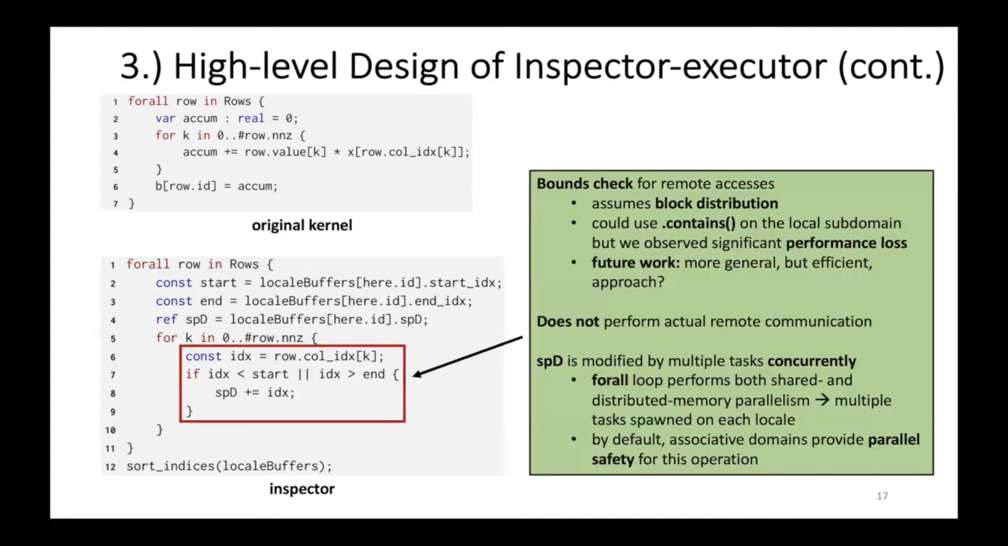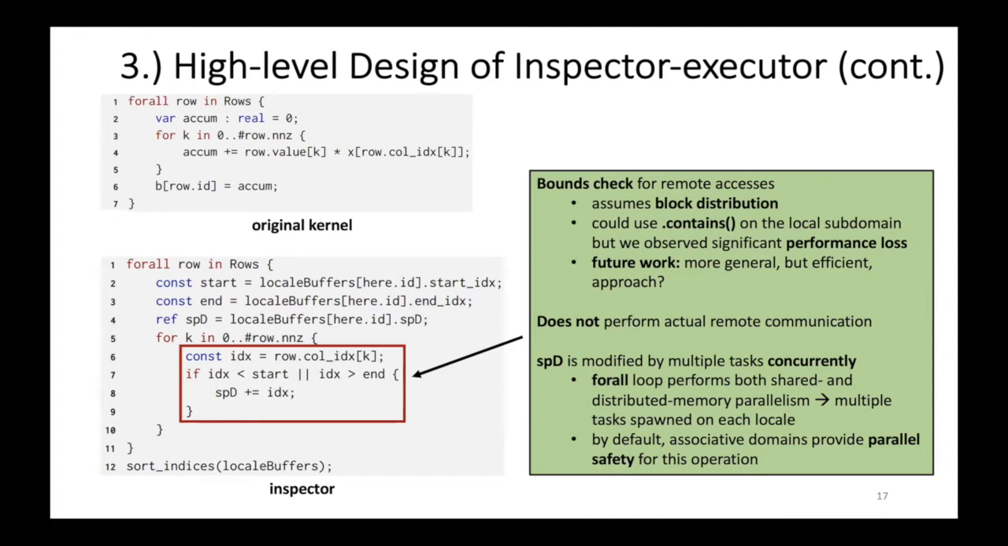And so here's the real meat of the inspector. We're going to be taking each column index on a row and looking at whether it is going to result in a remote access. So we're doing just a simple bounds check, and this is assuming a block distribution. We could use the .contains method on each locale's local subdomain of the X array, but we found that this has some pretty bad performance loss because it's more general. So in the future, we would like to be able to support more general distributions, but also keep our efficiency high. Another thing to note is that there is no remote communication happening here. We're simply doing a bounds check.